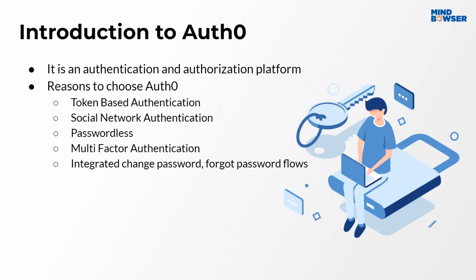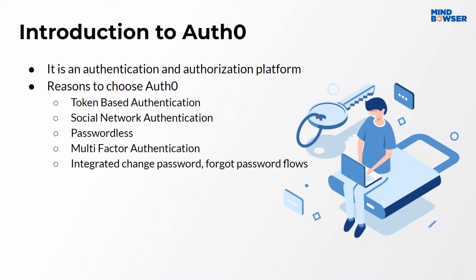Then the second one is the IDP access token. So what is the IDP access token? In our application, sometimes we call third-party APIs. To call the third-party APIs, we need the IDP access token. And the last one is the Auth0 management API access token.